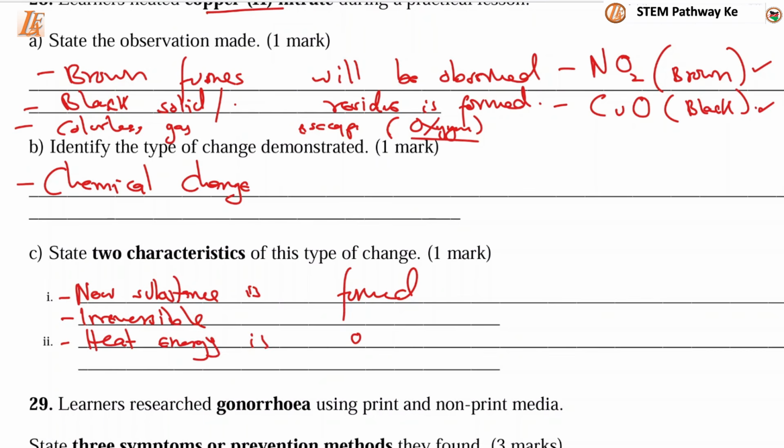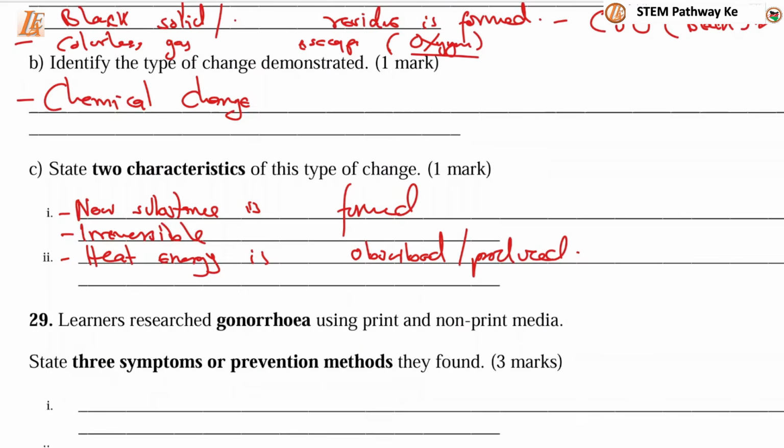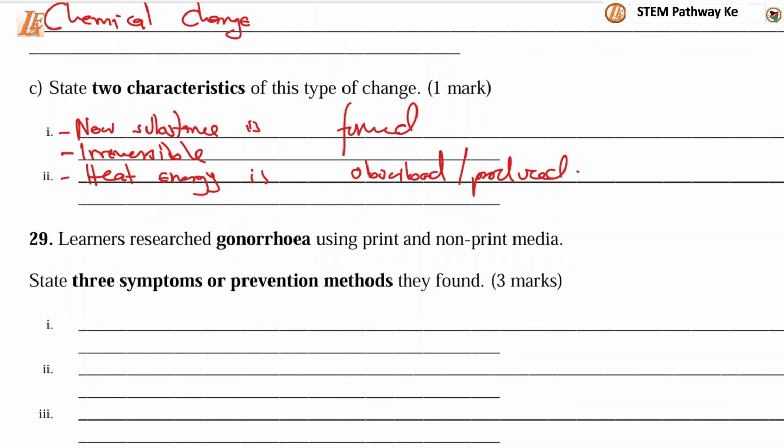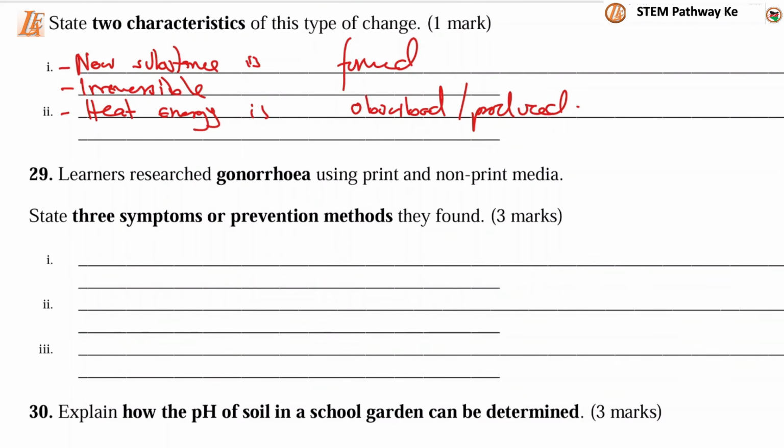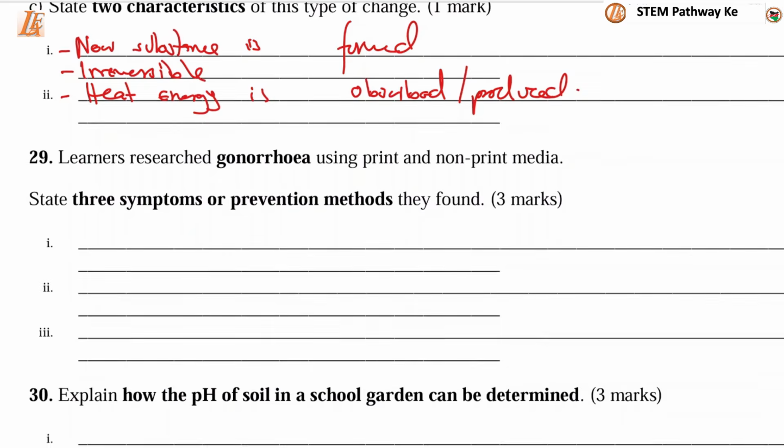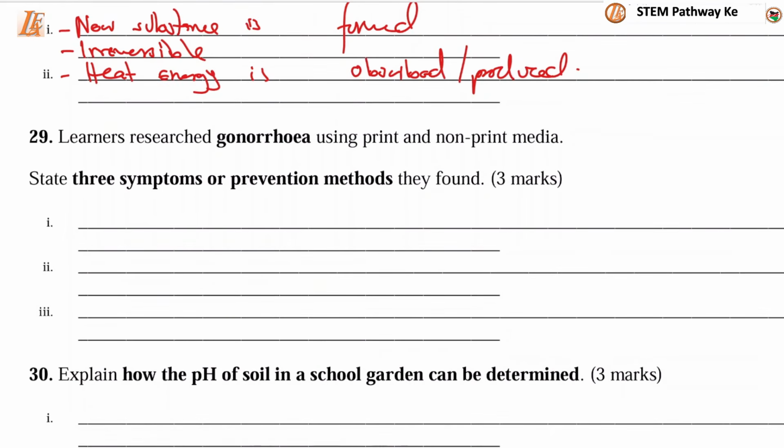Then another one, heat energy is absorbed. Then question 29: learners researched gonorrhea using print and non-print media. State three symptoms and prevention methods they found. The symptoms they found for gonorrhea: the first one is painful urination. That is one of the symptoms. The second symptom is discharge from genitals.